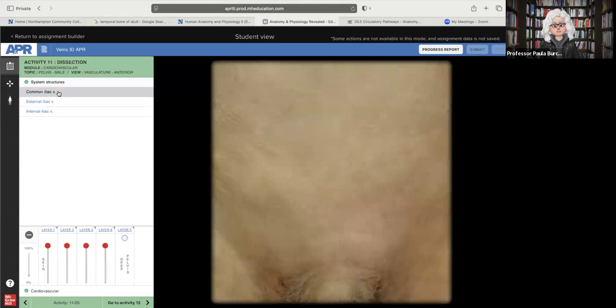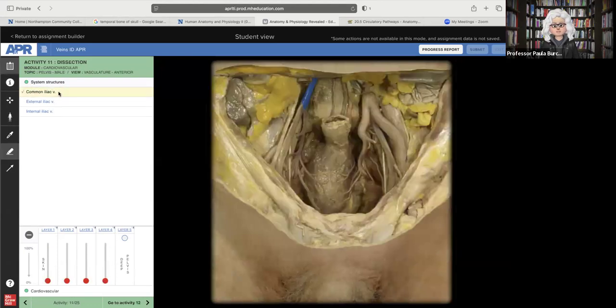Another look here at the pelvis. Here you can see there's the internal iliac from the pelvic region, external iliac receiving blood coming from the femoral, and they're going to drain into the common iliac.